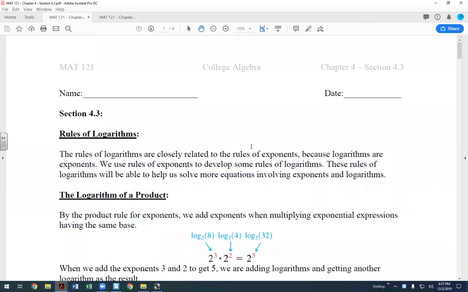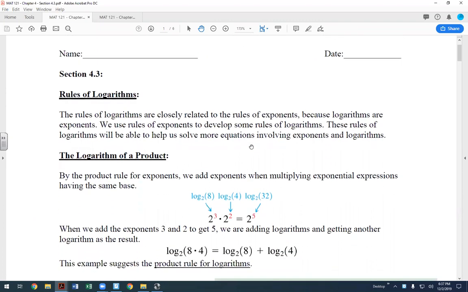Okay. So with 4.3, we're getting a little more in-depth with logarithms, and we're going to look at rules of logarithmic functions. So you know how exponential functions have rules? We've got the product rule, quotient rule, power rule. There's actually a bunch of different power rules. So we're actually taking all of these rules from the exponential functions and applying them on our logarithmic functions.